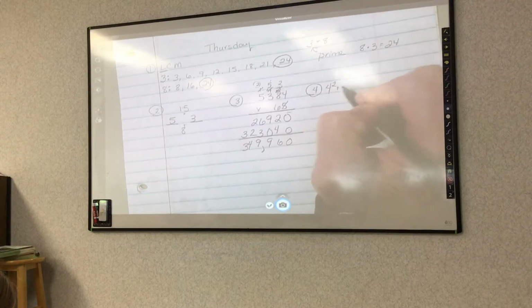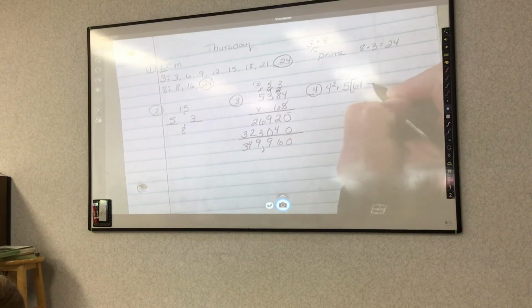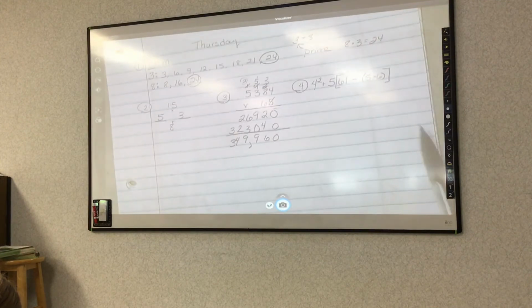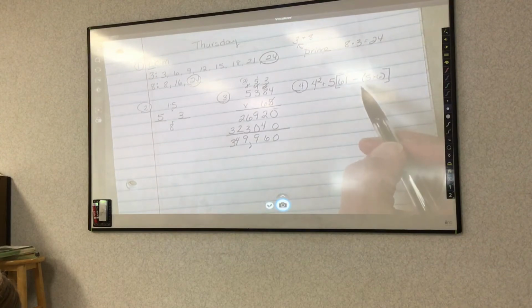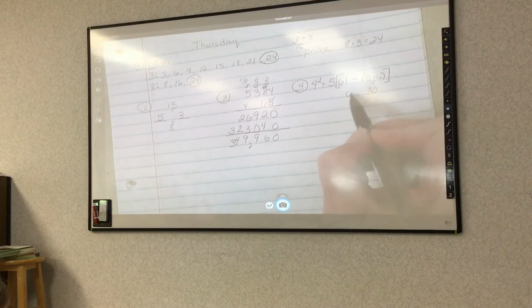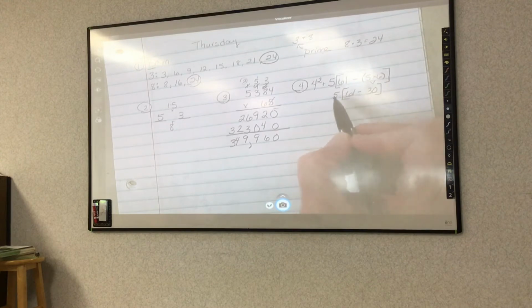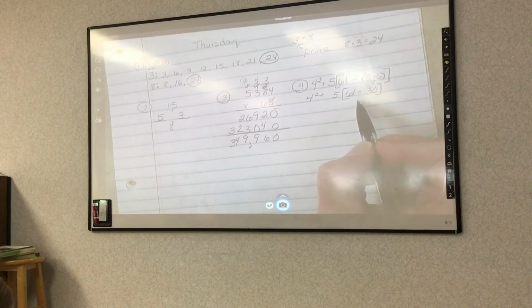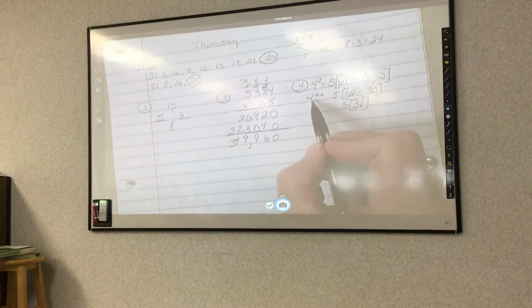4 squared plus 5 times the quantity of 61 minus the quantity of 5 times 6, and that ends my bracket. Order of operations: you start on the inside of the bracket. So I do 5 times 6, which is 30. Bring down the 61 minus 30. Keep that in the brackets. Rewrite everything down, then do what's inside that bracket. 61 minus 30 is 31. That's still in my bracket. I can bring down 4 squared now.